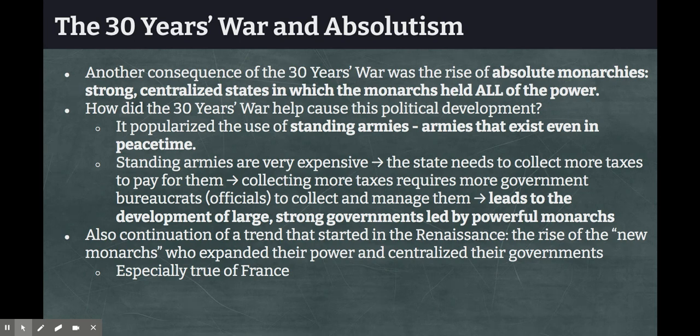Now, this wasn't just an effect of the 30 Years' War, though. Remember that this is also the continuation of a trend that started in the Renaissance. In that unit, we talked about the rise of new monarchs like Ferdinand and Isabella of Spain, who centralized their monarchies, grabbed a lot of power for themselves, took power away from the nobles, and made their states essentially stronger. So we're going to see that trend continue in this unit.